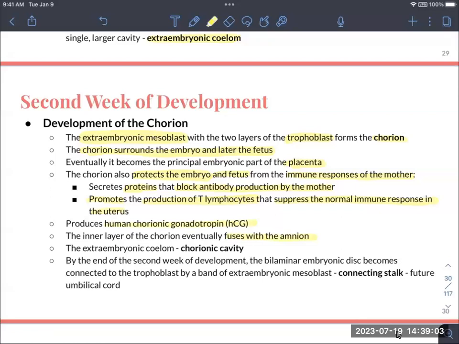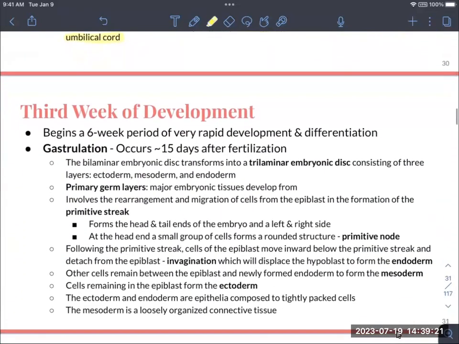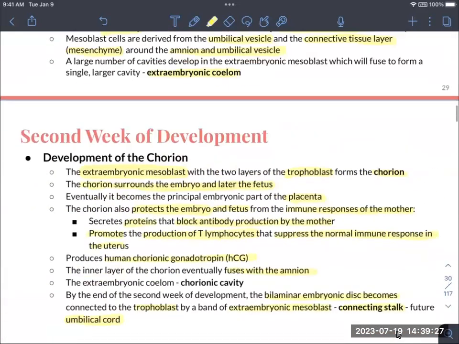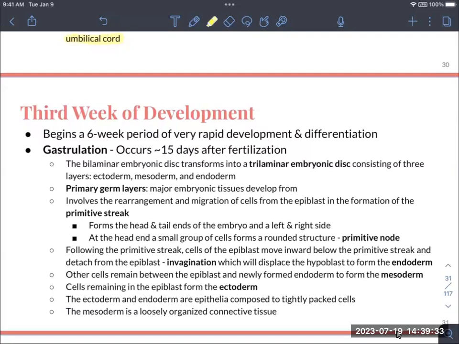So by the second week of development, we have the bilaminar embryonic disc. It connects to the trophoblast by the extra-embryonic mesoblast, the connecting stalk, which will be the umbilical cord in the future. So we're going into the third week of development. At the third week, we start a 6-week period. From 3 weeks to 9 weeks, we have rapid development and differentiation.